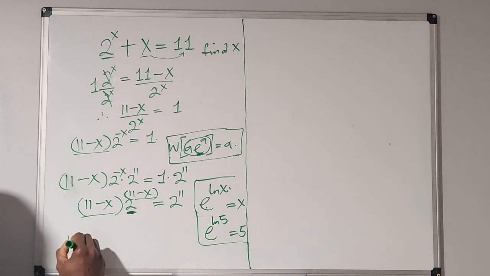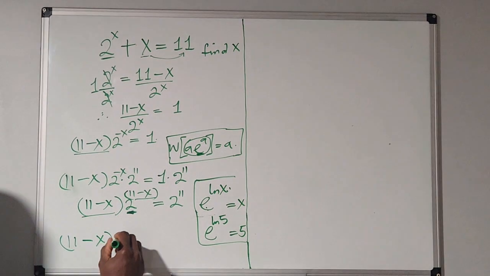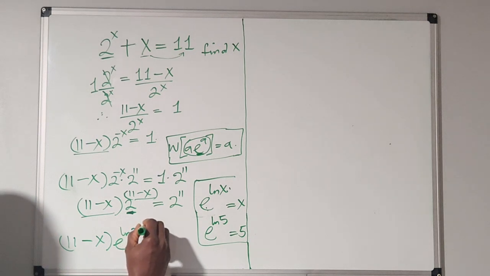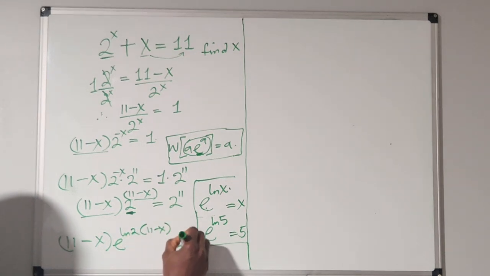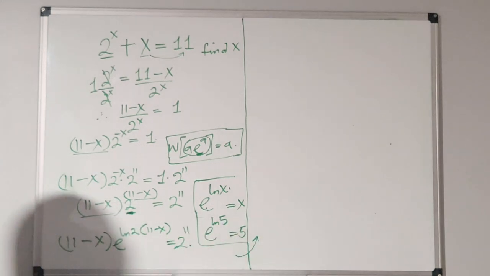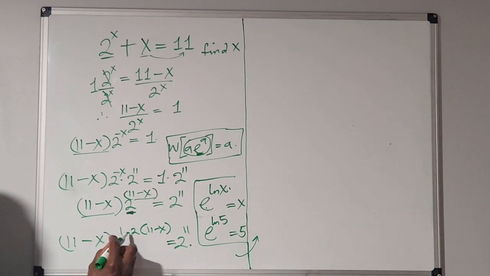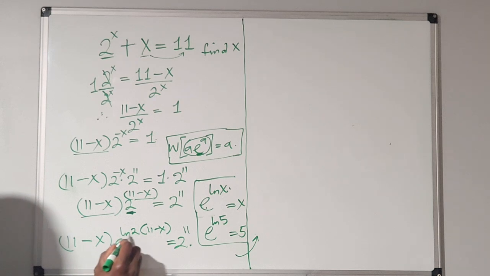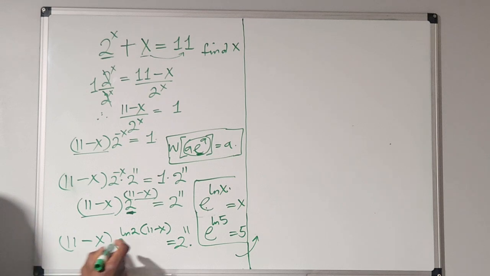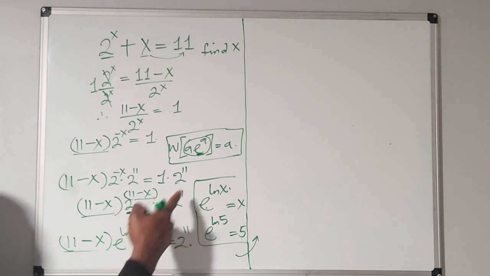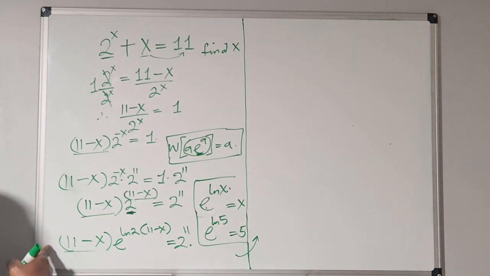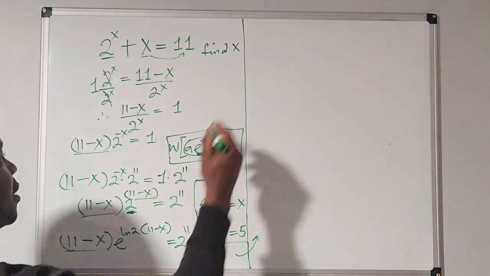So this becomes 11 minus x, e raised to the power ln 2, 11 minus x equals 2 raised to the power 11. Now, we notice that we've introduced something new here, ln 2, which we do not have on this end. So that's what's preventing this base and this power from looking the same. So what we do is introduce ln 2 at this base so that it looks the same as the power, and then we can use this. And then remember, whatever you do to the left hand side, you do to the right hand side.